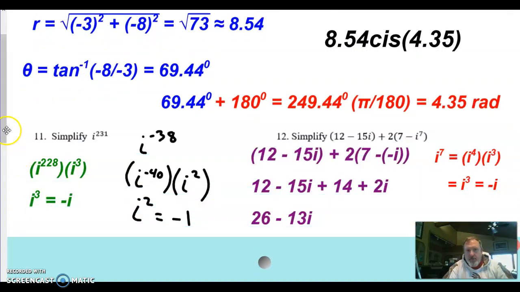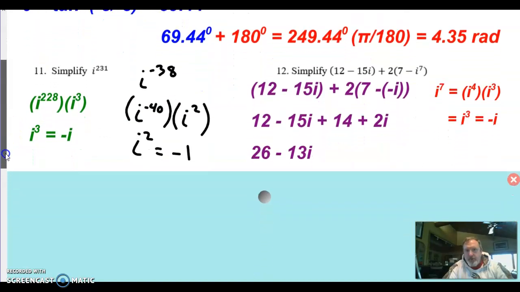Okay, 11 and 12, we're back to some complex numbers here with i. 231, you could divide that by 4 and you'll get a remainder of 3, or 0.75 when you divide. Another way you can do this, you can take a multiple of 4, so 228 is a multiple of 4. I know that every multiple of 4, if it's an i value, is 1. So this is the same as i to the third. i to the third is negative i.